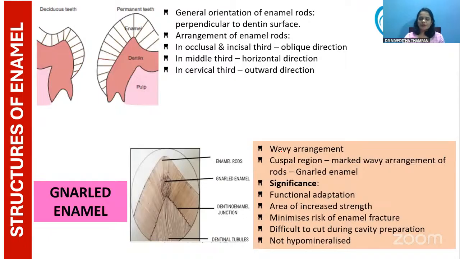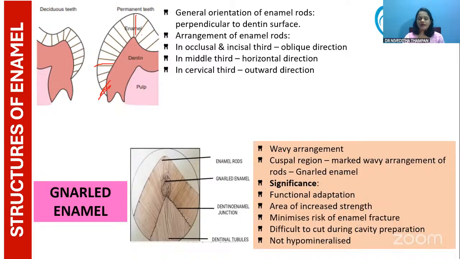Then the enamel rods are usually arranged in the occlusal and incisal third in an oblique direction. This is the oblique direction. In the middle third, they are usually arranged in a horizontal direction, like this. And if you look at the cervical region, they are arranged towards an outward, gingival direction, like this.